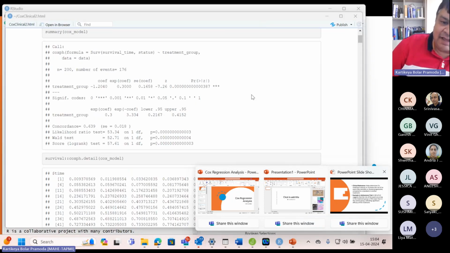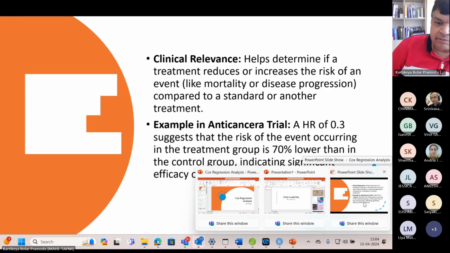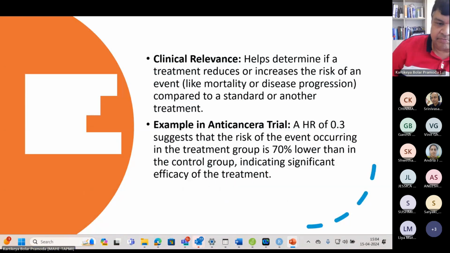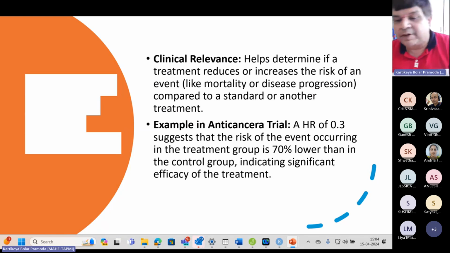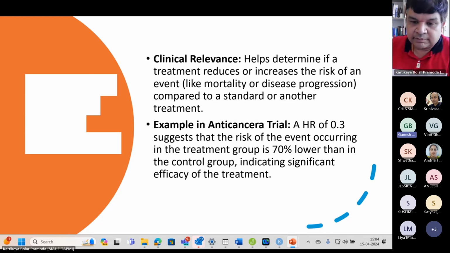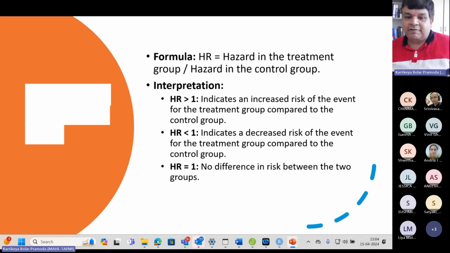See, it's a comparison. A hazard ratio of 0.3 suggests that the risk of the event occurring in the treatment group is 70% lower than in the control group. So it's not that the rate is 0.3; it is the reduction. Yes, it's a reduction. This is what I suggested.